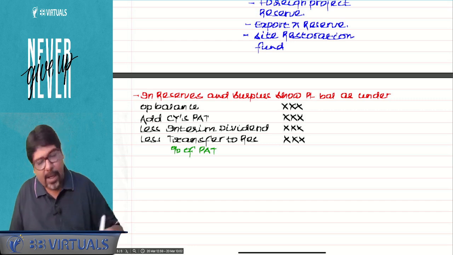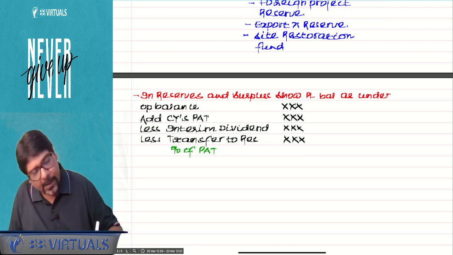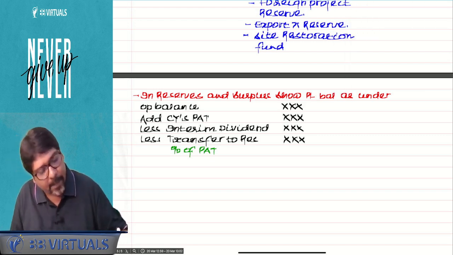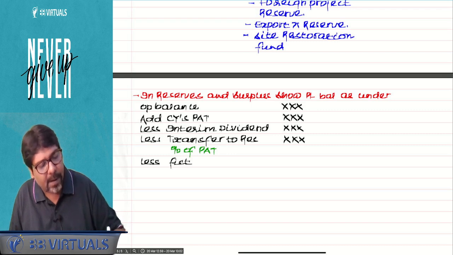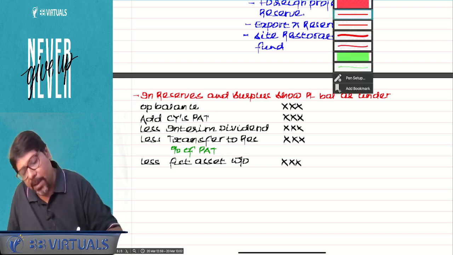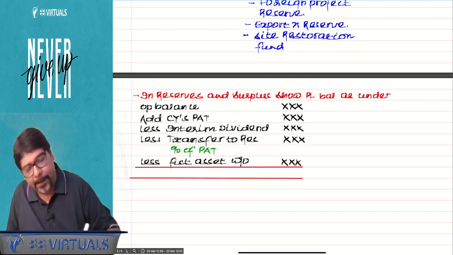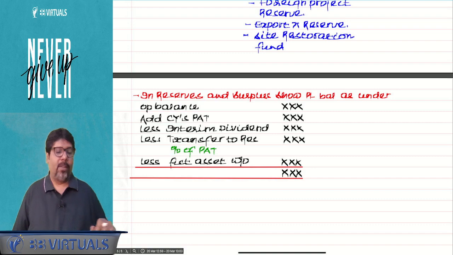Am I clear? Now, thereafter, less fictitious assets written off. Preliminary expenses, discount on issue of shares or debentures, which were not written off, shall be written off over here. Correct? Yes, sir. So that is reserves and surplus.